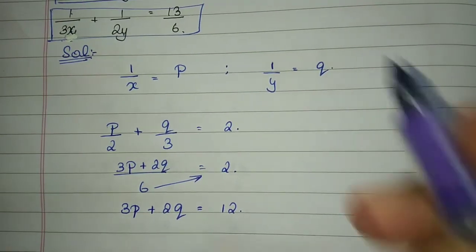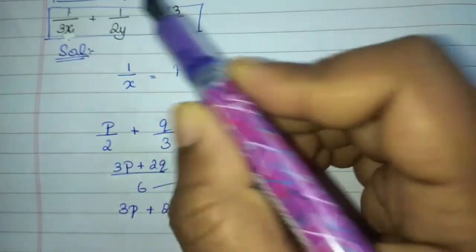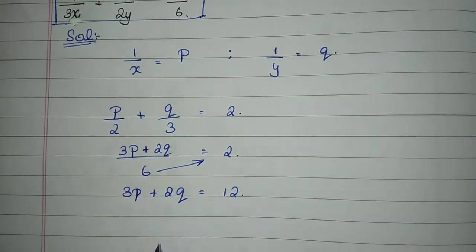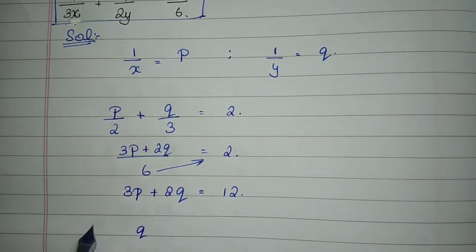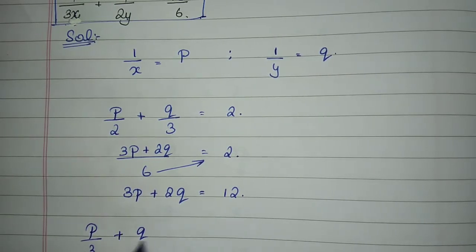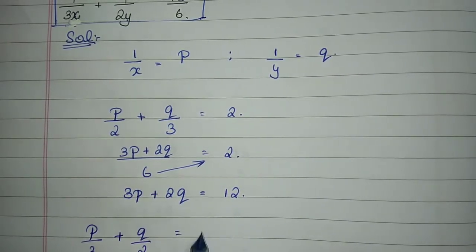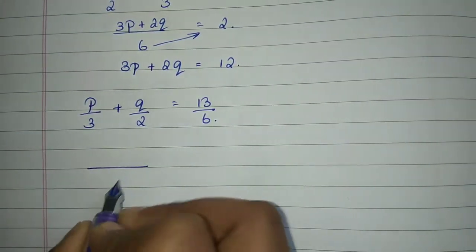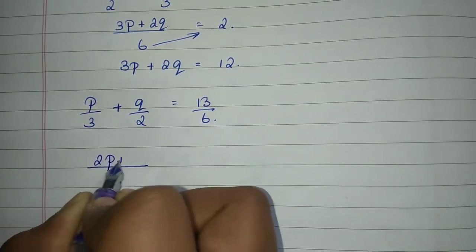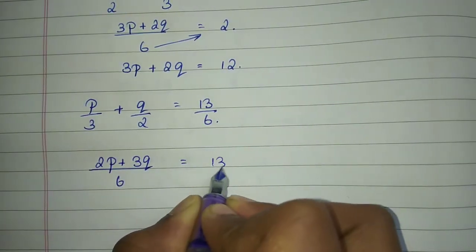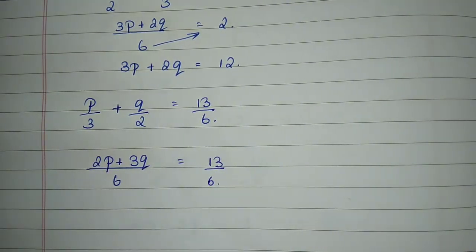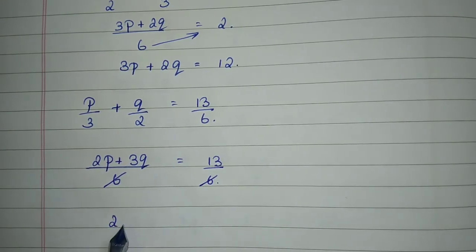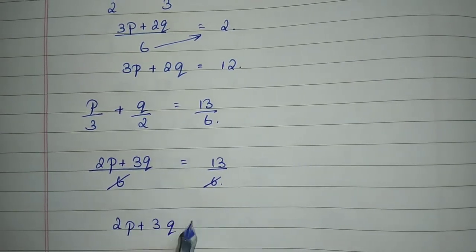Now I will move on to this equation. Here also I have 1 by x and 1 by y, so I will write it as p by 3 plus q by 2 is equal to 13 by 6. Now I will simplify. LCM is 6, so 2p plus 3q is equal to 13 by 6. Since my denominator in LHS and RHS is the same, I will cancel these two. So my equation is 2p plus 3q is equal to 13.